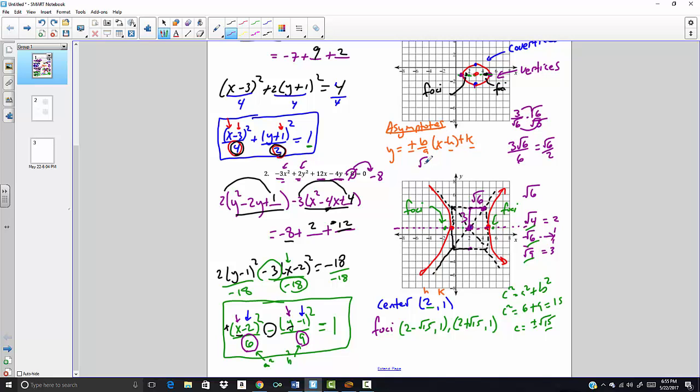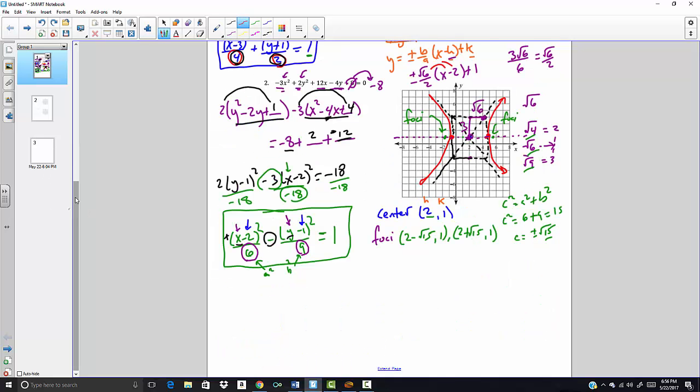For me, it's going to be root 6 over 2, plus or minus this. I got x. Remember that h is 2 right here. And then k will be the 1 right here. Okay. So all I have to really do now is just distribute this. And then simplify it. And then I have this answer, right? So see how easy that could be.